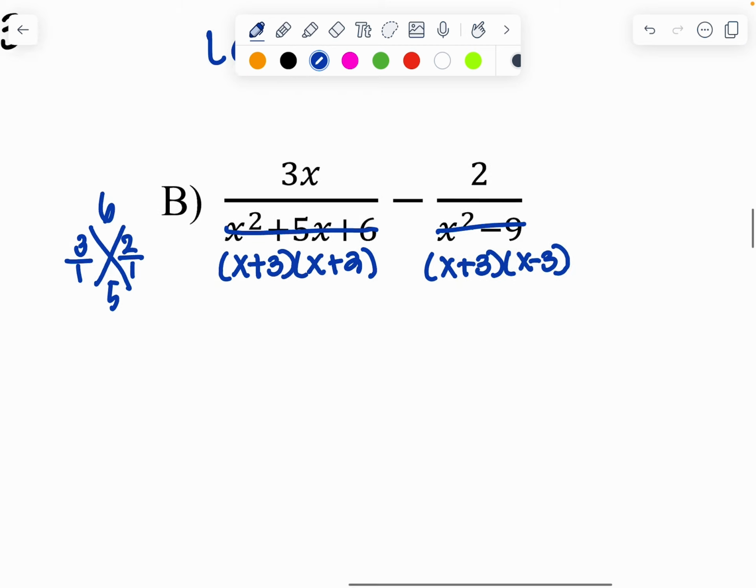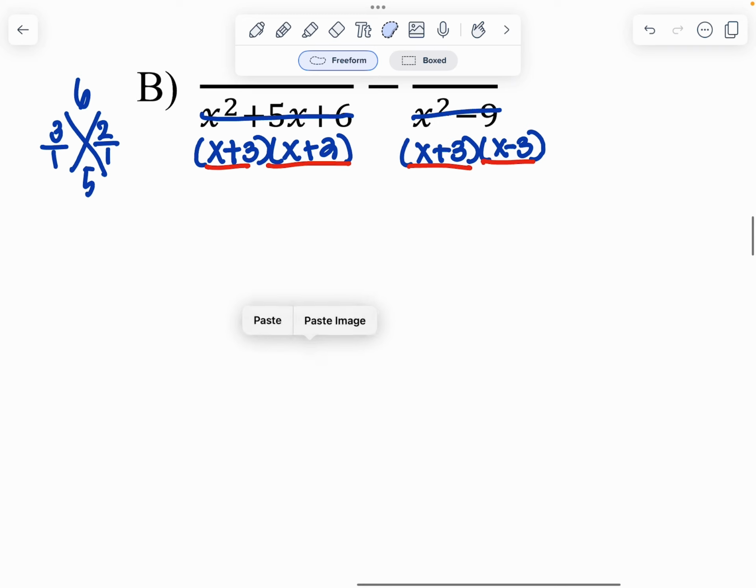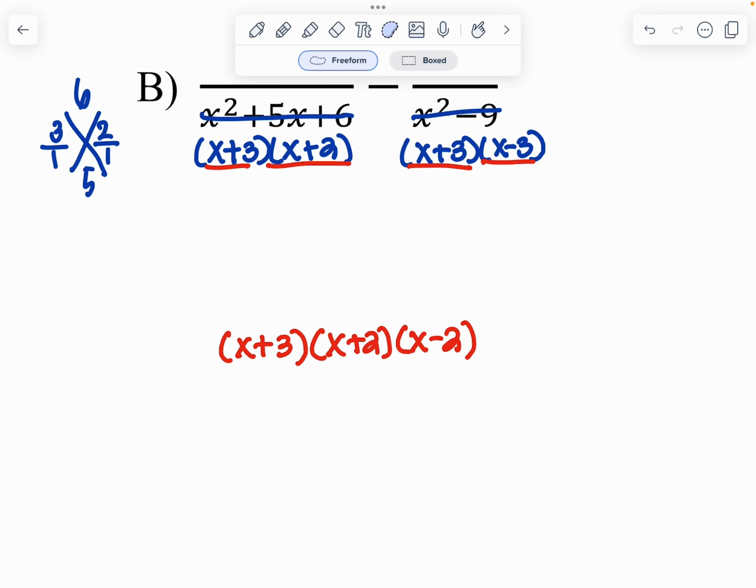All right, so now let's find our LCD. We're going to need an x plus 3, which will be covered in both of these. So I have the x plus 3 that'll cover one of each. I need an x plus 2, and then I need an x minus 3. So there's your LCD. All right, I'm going to copy this and paste it right here, because this is my denominator.